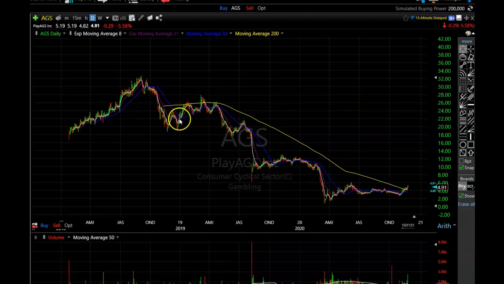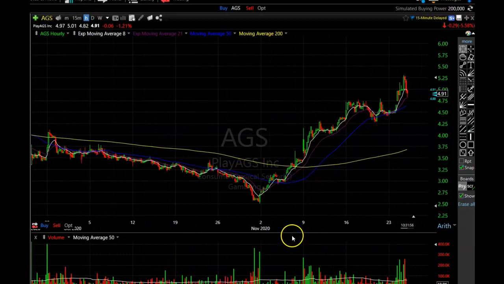Let me go back to the hourly chart real quick. And you can see this thing has had a pretty good run up from $2.50 all the way up to $4.50 super quick.